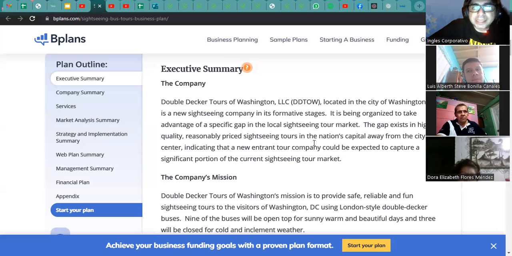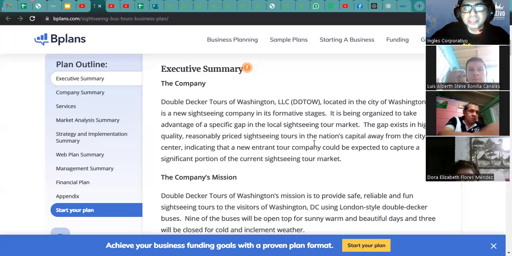It says the gap exists in high quality. So this company believes that the tours in Washington are not that good. Reasonable price and sightseeing tours. Okay, so maybe, yes, there are good quality tours, but very expensive. So they are going to work in two things: quality and a price that is going to be available for a lot of people. And it says in the national capital away from the city center, in the entrance of the company. I guess there is no other thing.